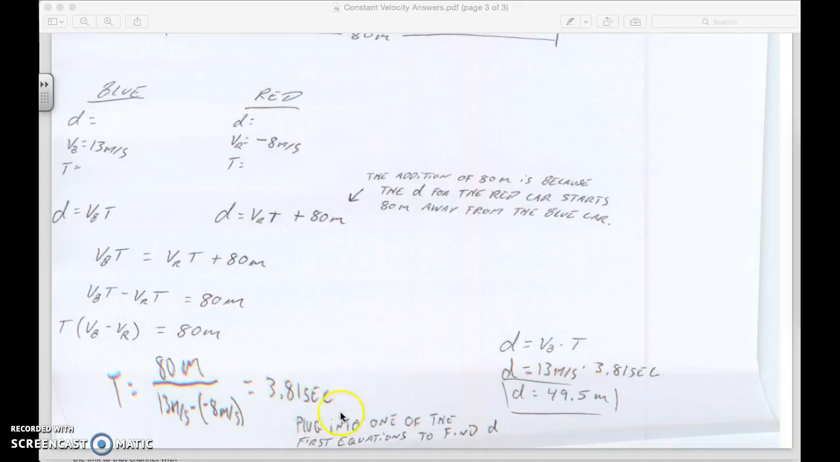Plug that time into either one of the first equations. I did it for the blue car. D equals velocity of the blue car multiplied by time. Velocity of the blue car was 13. Time was 3.81 seconds. Multiply the two together, and you find out they're going to hit 49.5 meters away from the blue car.